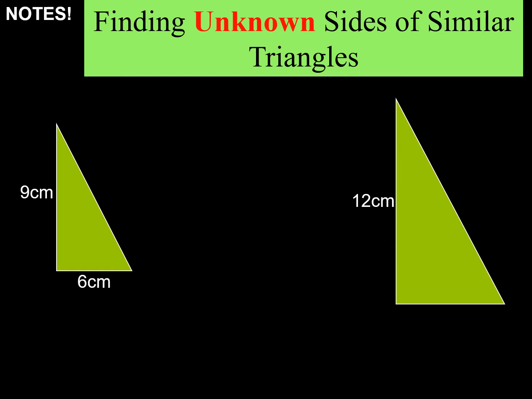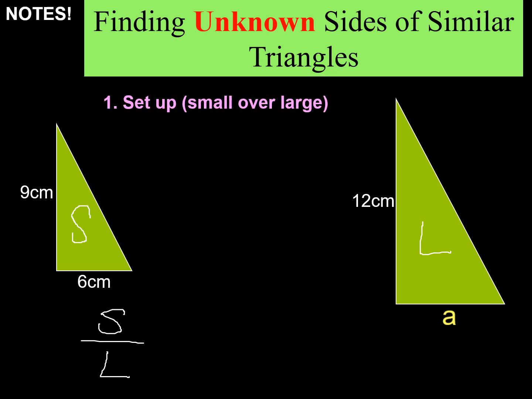So our main thing is to figure out what missing sides are for similar shapes. So if they're similar, what you want to do is make sure you know this is the small, this is the large, so that you can be consistent. When you're setting up that ratio, small to large, you're going to pick out one from the small and one for the large. I want to find side A right here. So set up the small compared to the large.